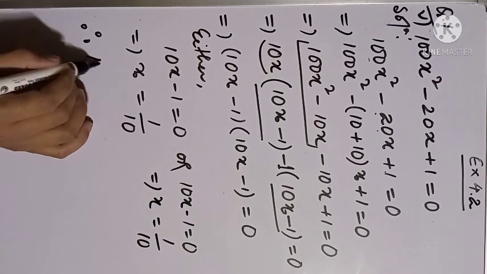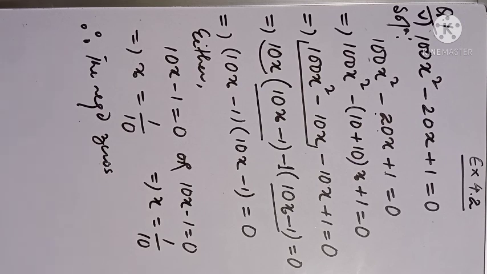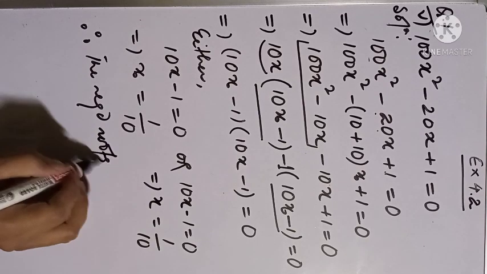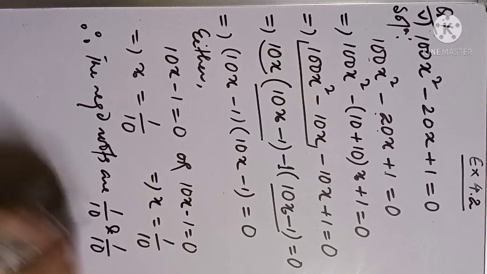Therefore, the required zeros, or you can say roots, are 1 by 10 and 1 by 10.